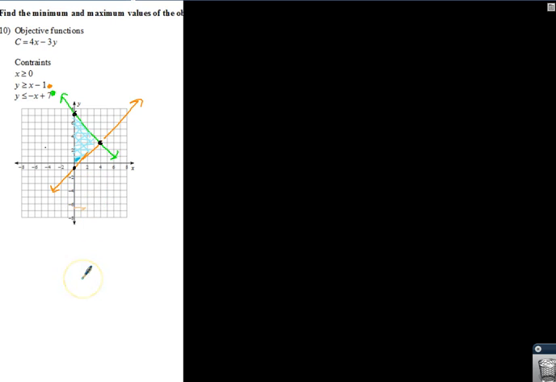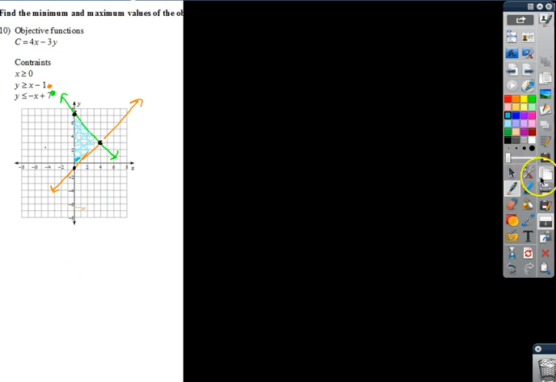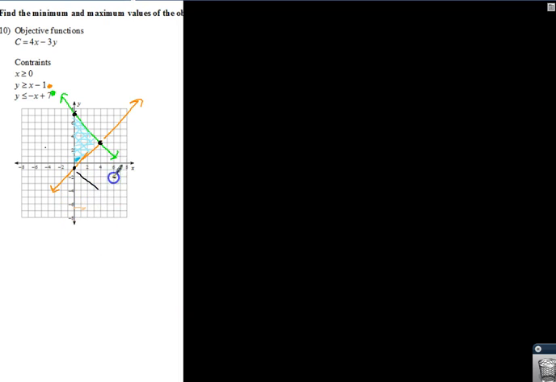Now I need to find out what those coordinates are. This coordinate is the y-intercept of my orange function, which is (0, -1). This point is the y-intercept of my green line, which is (0, 7). And this is where they intersect, and if you graph well enough, you'll be able to see this. That's the point (4, 3).